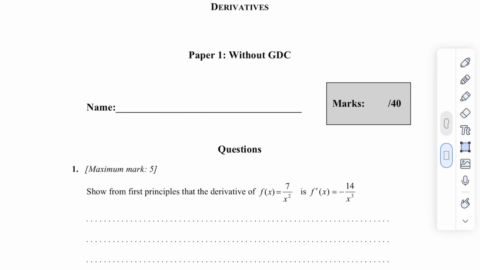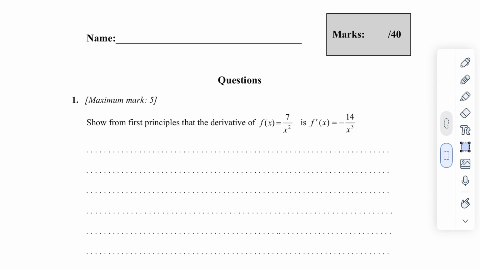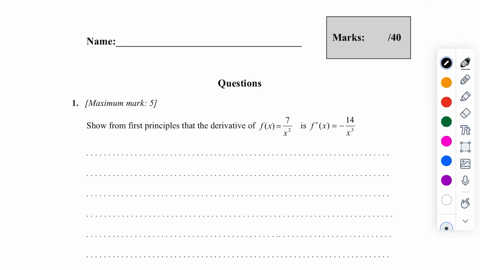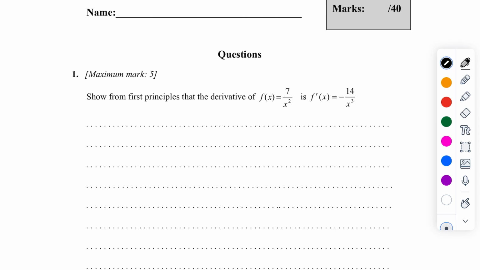Another video. This is the video based upon derivatives topic for IBDP AAHL test number 7. The first paper is without GDC and paper 2 will be with GDC. So the first question, do from the first principles.